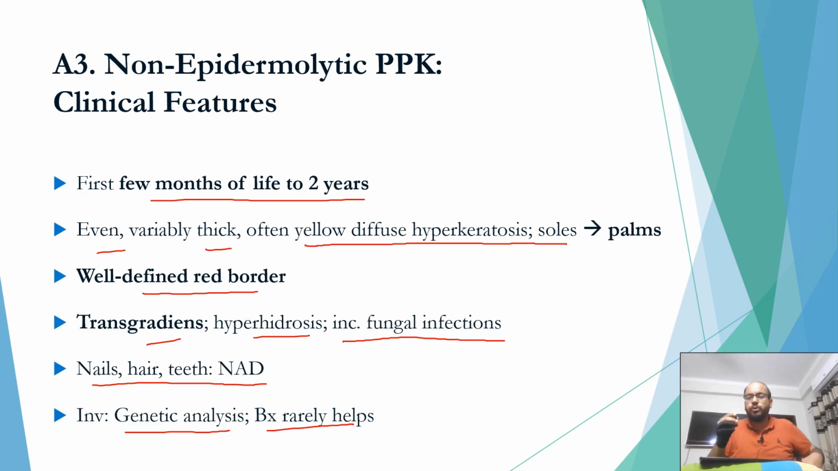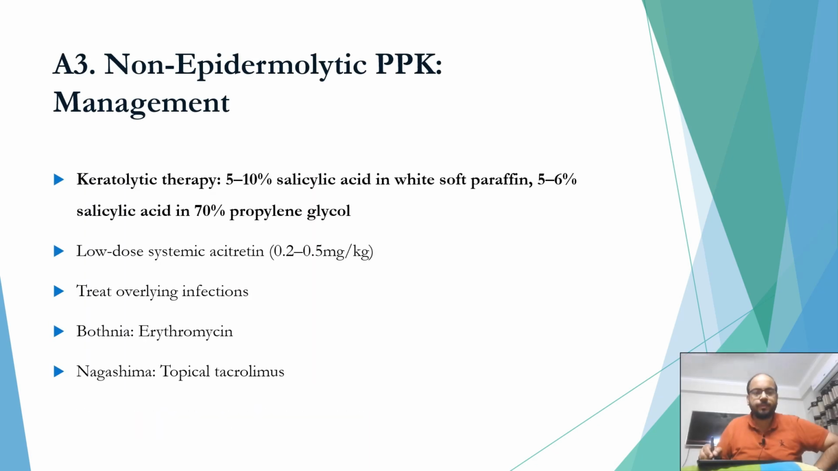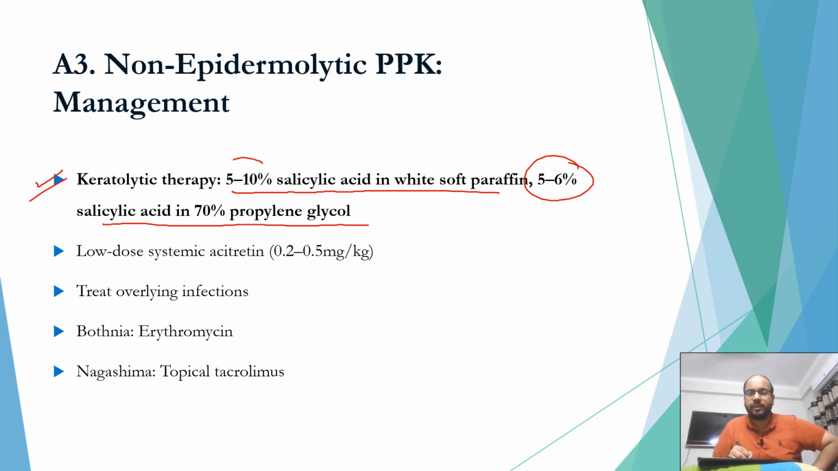There's no point. You may do biopsy to rule out other causes of PPK, but biopsy rarely helps in non-epidermolytic PPK. Management is by keratolytic therapy using 5 to 10% salicylic acid in paraffin or 5 to 6% salicylic acid in 70% PEG. Okay, so 5 to 10 in paraffin or 5 to 6 in PEG. Low dose systemic acitretin at a dose of 0.2 to 0.5 mg per kg is found to be helpful. You treat overlying fungal and bacterial infections.